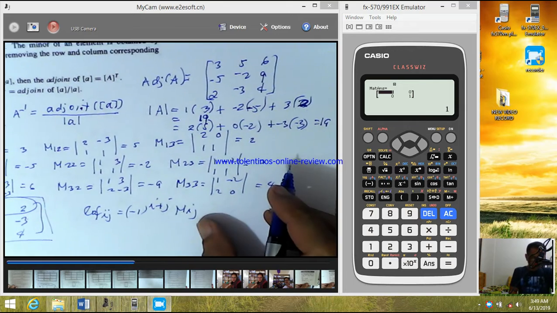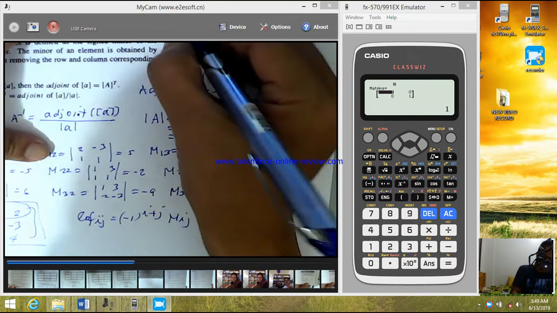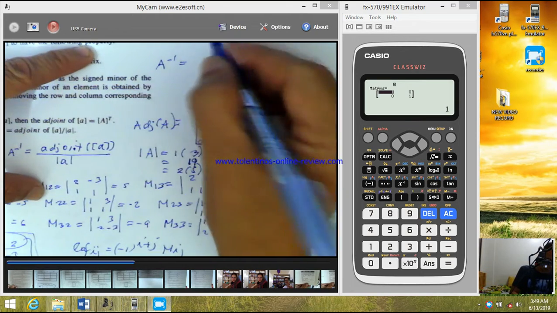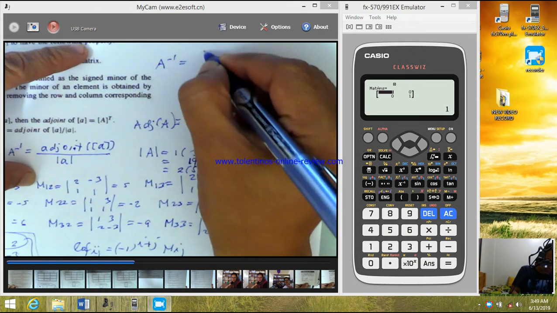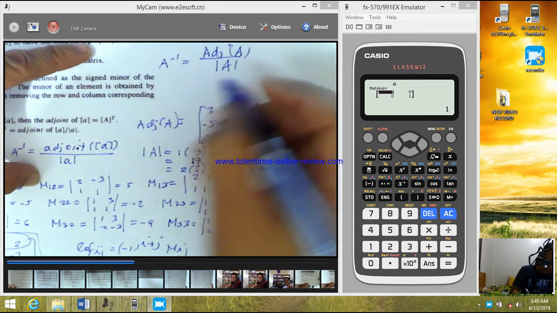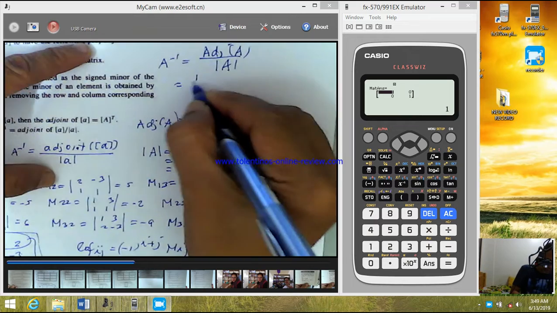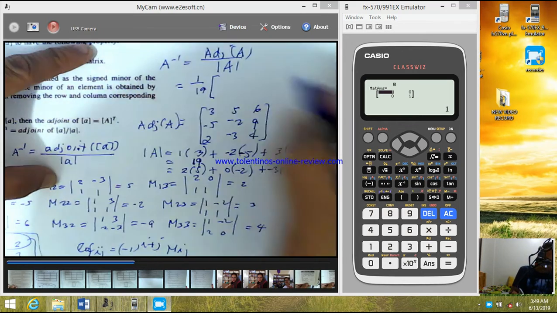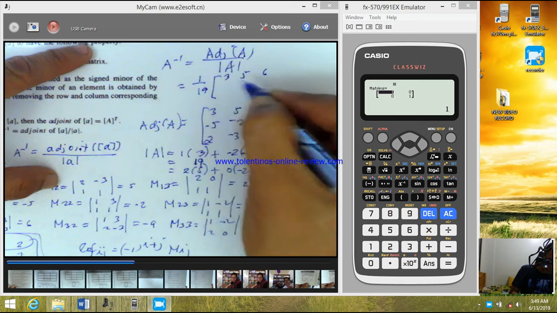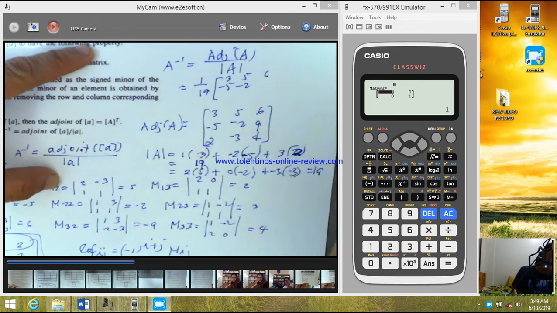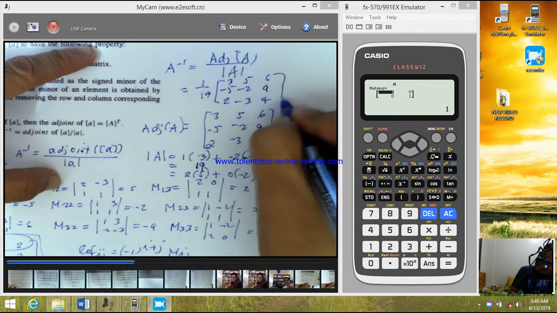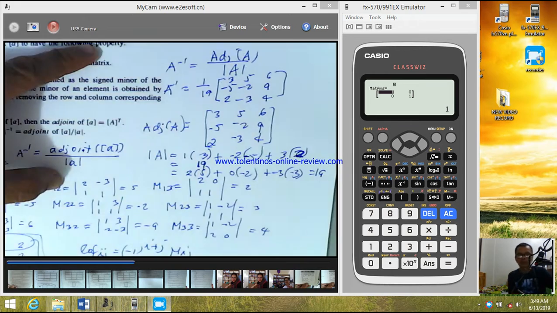So our inverse of the matrix will be equal to the adjoint of A divided by the determinant of A, and that will give you 1 over 19 times 3, 5, 6, negative 5, negative 2, 9, and then 2, negative 3, 4. So this is our inverse of the matrix.